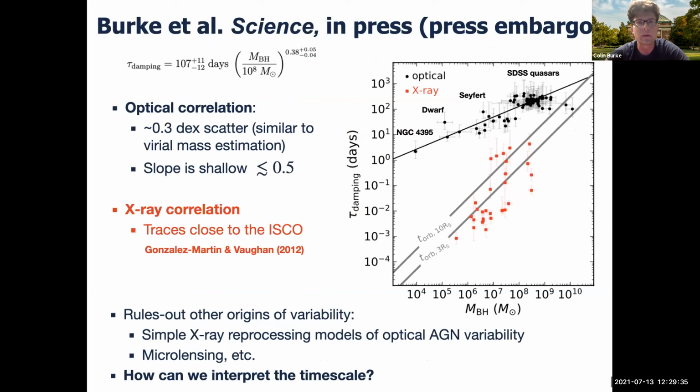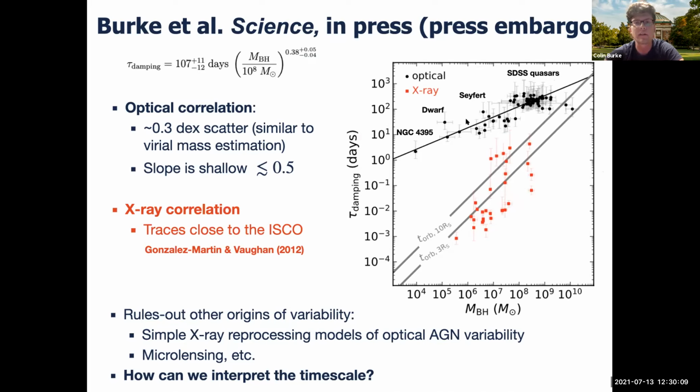So this is a result that's in press in Science, where we showed our new relation using the updated data sample. Our data points from optical light curves are here in black. So NGC 4395, same as before, dwarf AGNs, typical Seyfert galaxies, and the SDSS quasars. And they follow nicely with this correlation across the full range of supermassive black hole masses.